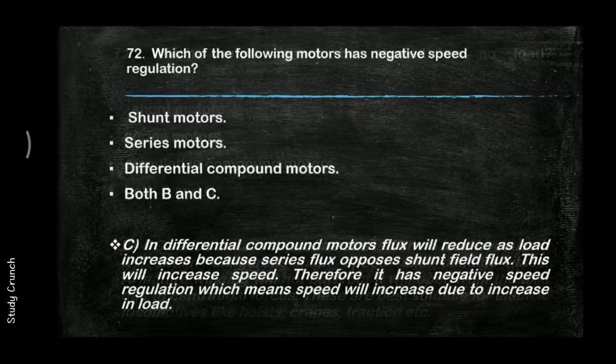Next, which of the following motor has a negative speed regulation? So the answer is it is differential compound motors which has negative speed regulation. We know that the flux will reduce as the load increases because series flux opposes the shunt field flux. So this will increase the speed. Hence it has a negative speed regulation.